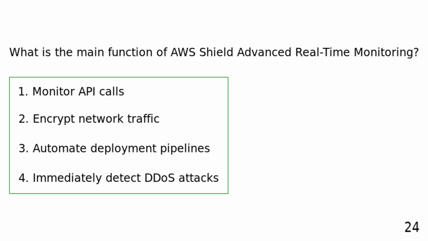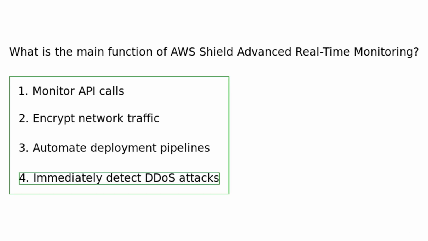What is the main function of AWS Shield Advanced real-time monitoring? Monitor API calls. Encrypt network traffic. Automate deployment pipelines. Immediately detect DDoS attacks. The main function of AWS Shield Advanced real-time monitoring is to immediately detect and respond to DDoS attacks.